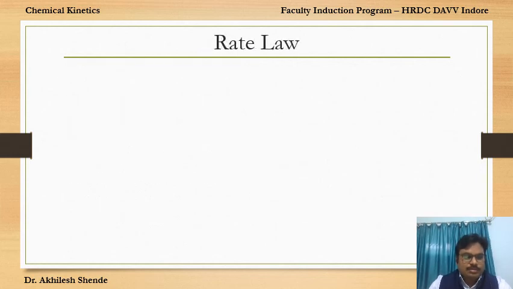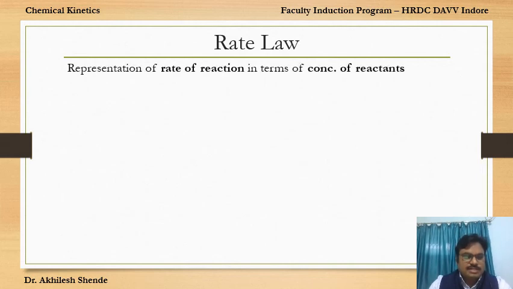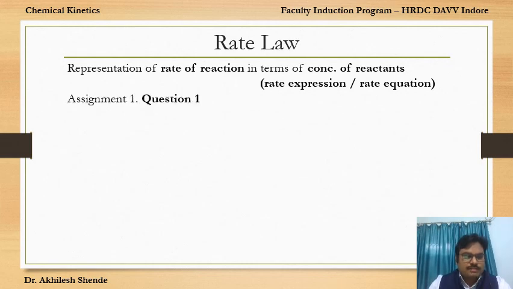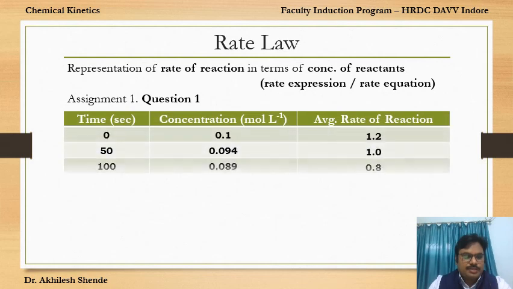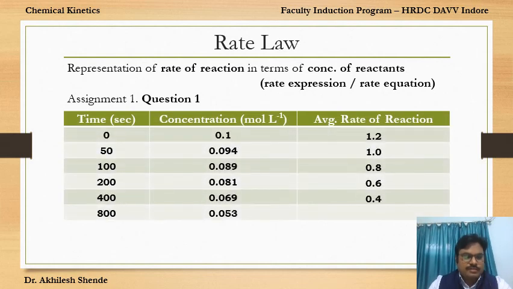In rate law, the rate of reaction is represented in terms of concentration of reactant. That rate law is also known as rate expression or rate equation. I would like to start with question number 1 from assignment 1. In that assignment, I asked you to calculate the average rate of reaction. I am showing the average rate of reaction for this reaction in the form of a table.